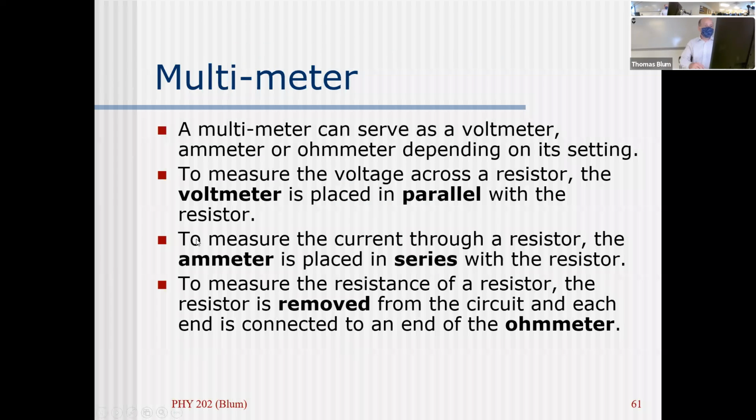Voltmeters go in parallel. Things in parallel have the same voltage. And so if you want to measure the voltage of something, you want your meter to have the same voltage as the something. And so then you want it to be in parallel.